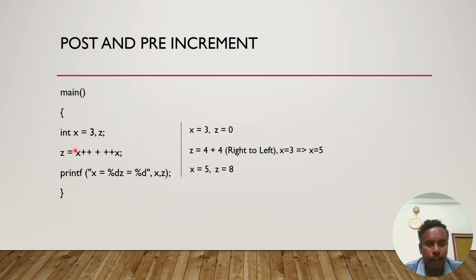But see, when x comes out here, it comes out as 3 plus 1. Here also it comes out as 3 plus 1. Why? Because we are not assigning it to any variable. We are just adding these two variables. If we assign it to any variable, it will increment.